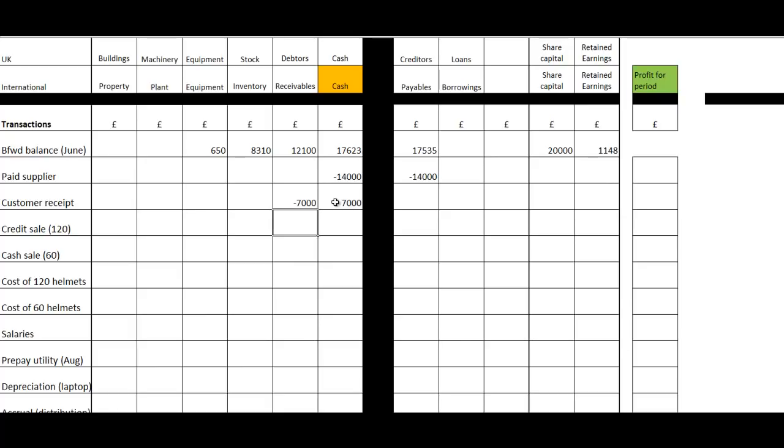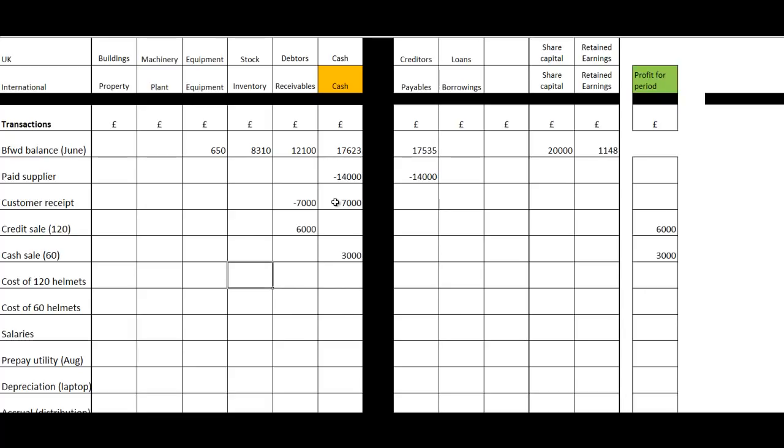Next we have the £6,000 credit sale, which is recorded under the debtors, and then £6,000 as a revenue in the particular month of the profit period. Then we have a £3,000 cash sale, so this will now have £9,000 worth of sale to record, or revenue to record in the month.